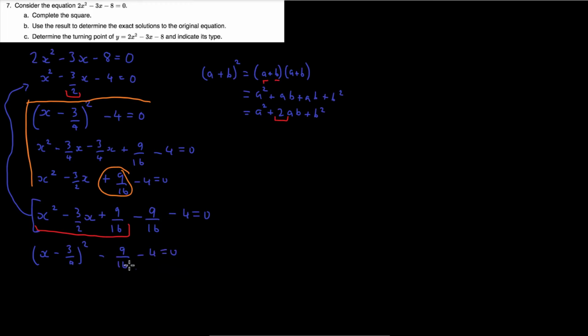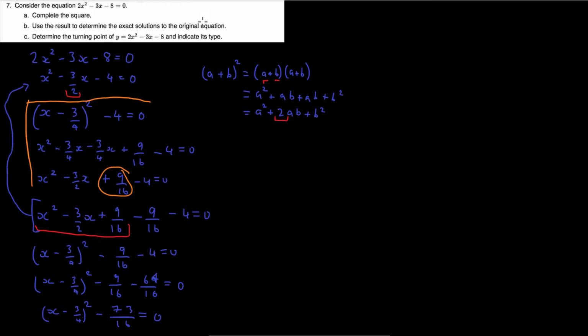Anyway, this bit here, let's factorize this as a perfect square. X minus 3 on 4, close brackets, squared, minus 9 on 16 minus 4 equals 0. We can combine these two constants. Let's do that now. X minus 3 on 4 in brackets squared minus 9 on 16 minus 64 on 16. There we go. Negative 9 minus 64, 73. So I'll have x minus 3 on 4 in brackets squared minus 73 on 16 equals 0.